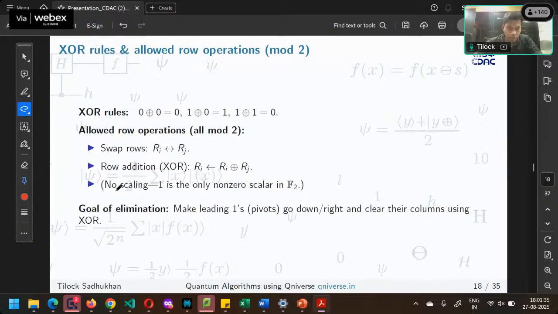And one more very important property is no scaling. We cannot scale it, because the only two possible numbers in the binary system are 0 and 1. We cannot multiply with any number.